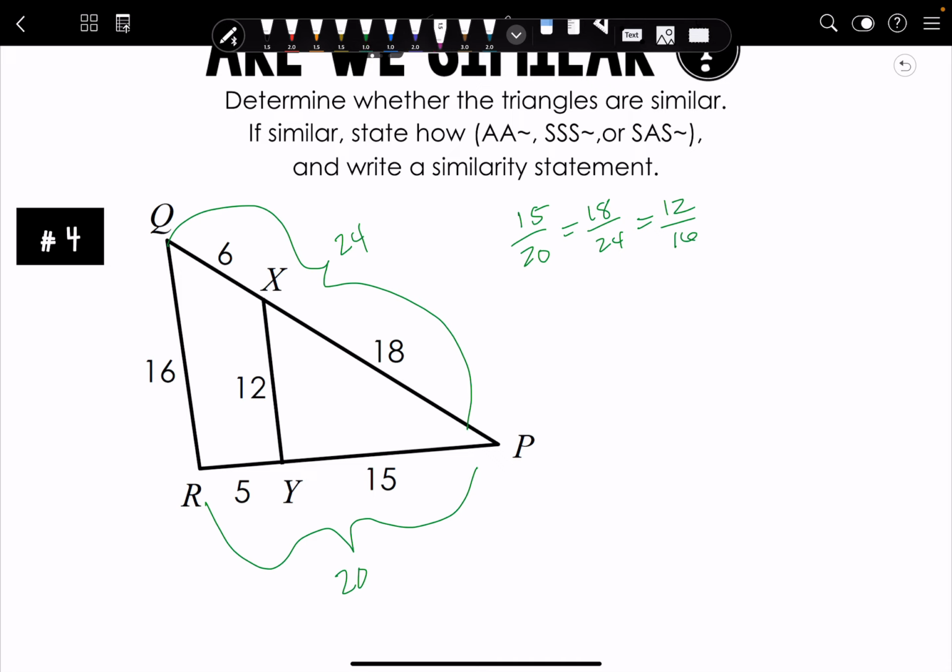So if you've checked it, you notice that all of them simplify to 3 over 4, which means that triangle QRP is going to be similar to triangle XYP by side, side, side similarity.